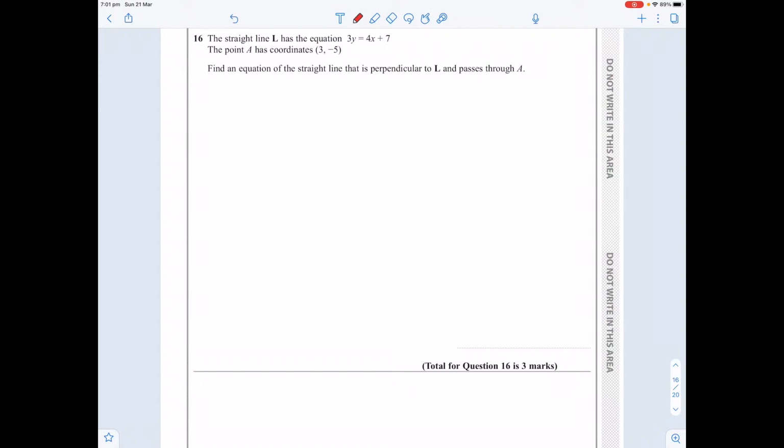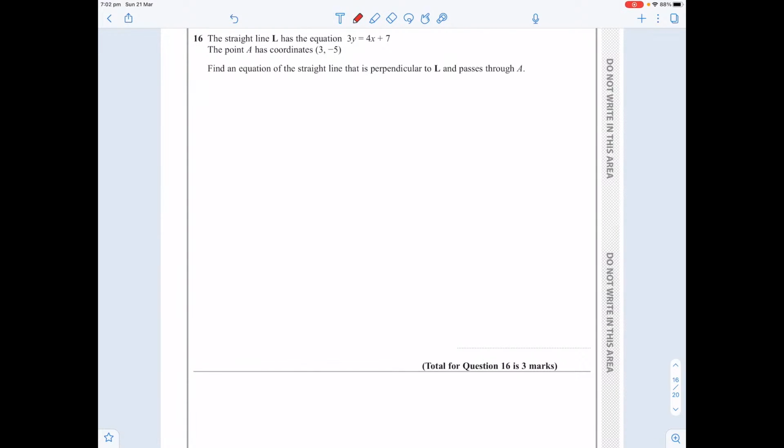Now, the second thing you need to know is the meaning of perpendicular. Perpendicular is when two lines meet each other and create a right angle between them. So if you have the gradient of this one as m1, then this one's gradient, m2, will be minus 1 over the other one's gradient. Okay. So with this, we will now go and answer this question.